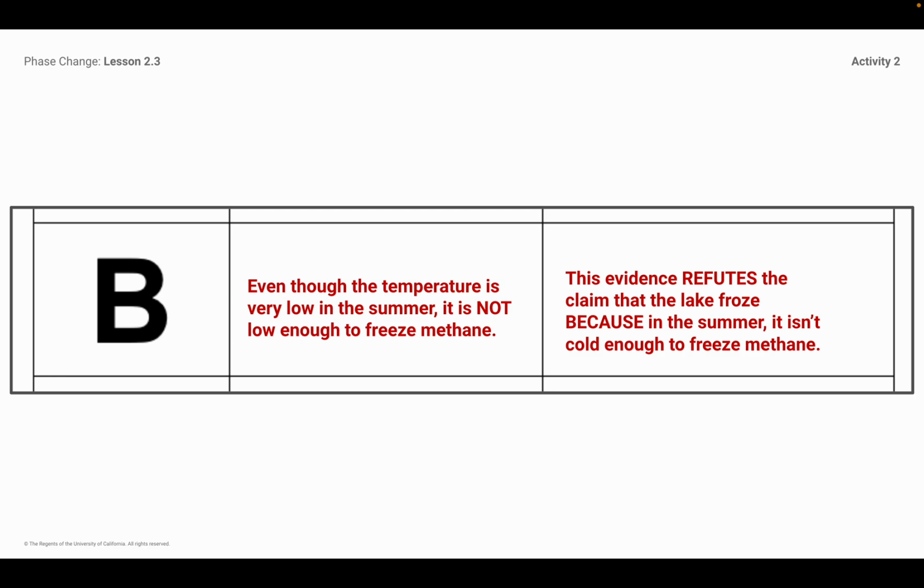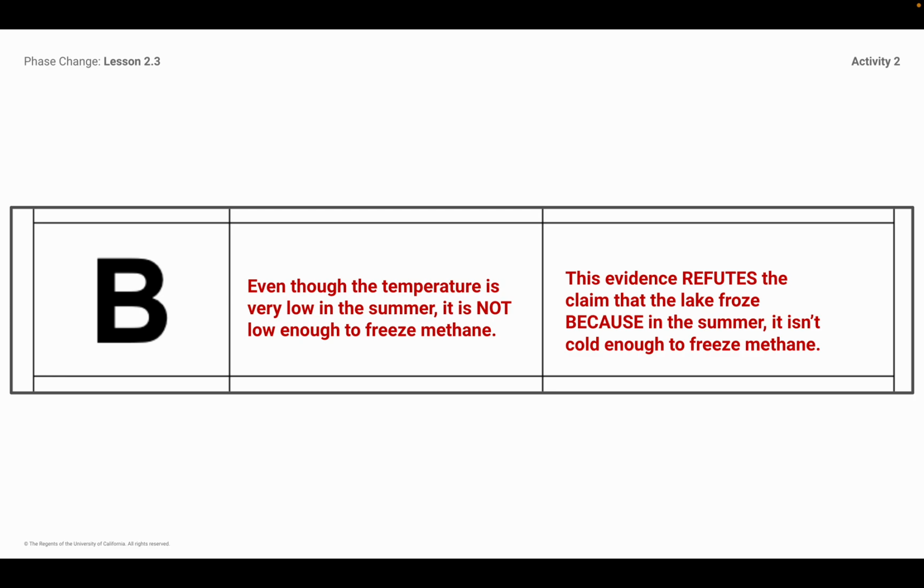In other words, what I'm saying is it should still be a liquid, right? There's no evidence showing that this lake evaporated here. So I'm going to say the evidence refutes the claim that the lake froze, because in the summer, it isn't cold enough to freeze methane. Notice the way that I'm writing my sentence. I'm saying it's supported or it's refuted because, and this is my kind of explanation. Okay? All right.